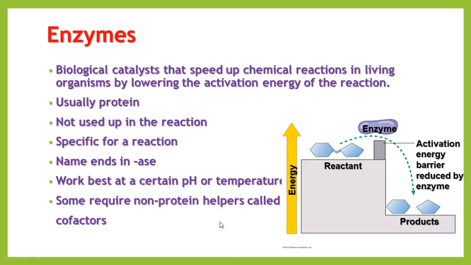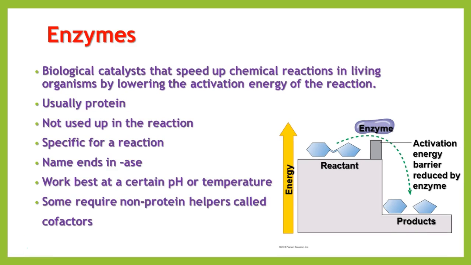So how do cells overcome that? They overcome that by something called enzymes. We've mentioned enzymes before, of course. Here's a definition for you. Enzymes are a biological catalyst that speed up chemical reactions by lowering the activation energy of the reaction. So rather than having that high barrier that we saw before of energy, the enzyme makes that barrier a little bit lower.